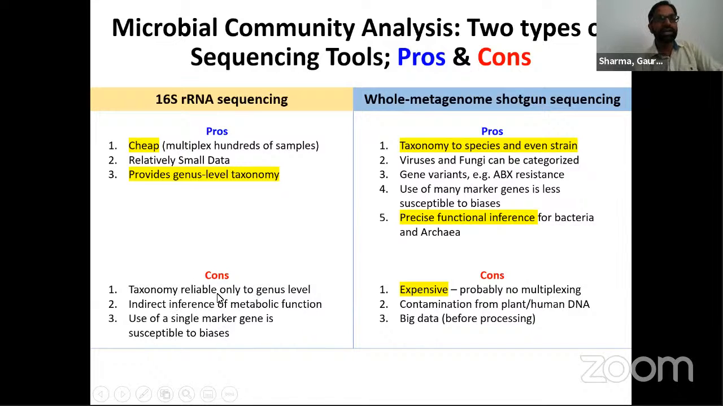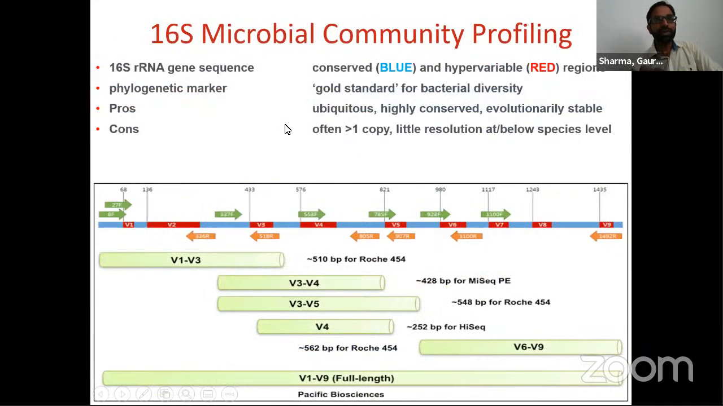Again, 16S is reliable only to genus level, and we cannot identify functions directly. With shotgun, we can identify precise functional inference for bacteria and archaea or any other microbes present there. So these two are the basic ones, and these are their differences. It depends on what our question is, and depending on that question, we can use either of these strategies. So let's start talking about the first one, which is 16S microbial community profiling.